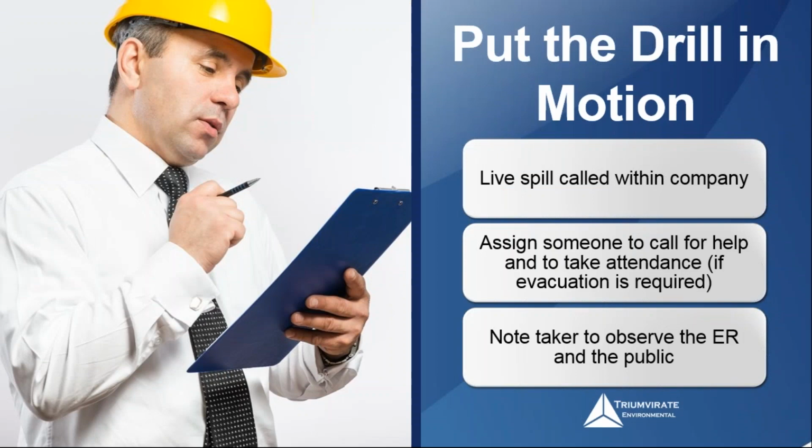So you put the drill in motion. Live spill is called in within your company. You may want to work with somebody in that area to discharge water with trace dye. Now, you don't have to do the full 30 gallons. You could do a gallon with enough just to show the liquid that shows up in the wastewater tank. Again, it needs to be a safe liquid that can be discharged per your permit. You're assigning someone to call for help and take attendance. Now, you take attendance if evacuation is required. So if you're evacuating a particular area, you want to have attendance for everybody in that particular area.